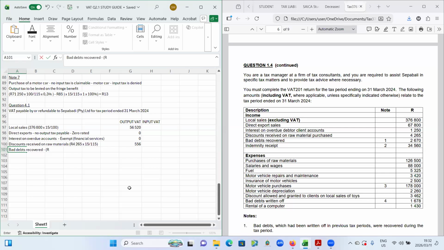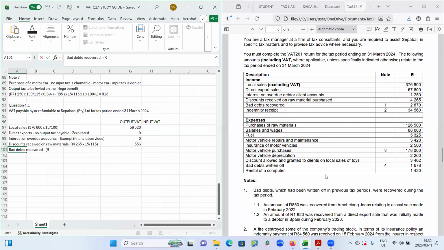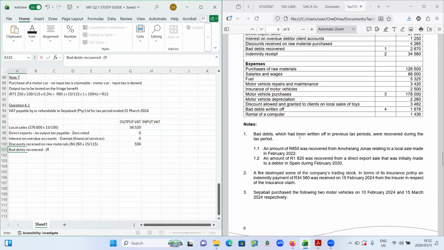So how much is the amount? Oh, but anyway, let me look at the note because I'm seeing a note. Bad debts which have been written off in previous tax periods were recovered during the tax period. The time they were written off, the vendor was able to claim input tax. So an amount of 850 was recovered from Amohelang Jonas relating to a sale made in February 2022. So yes, we can claim input tax.